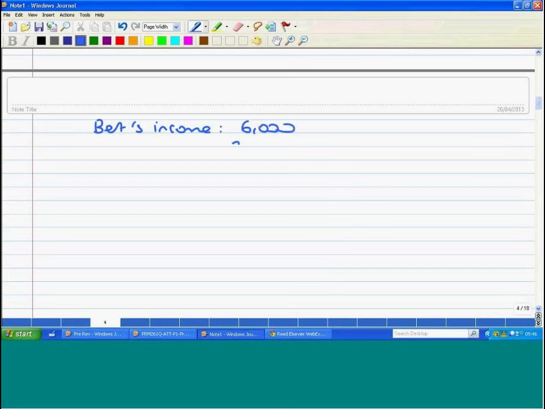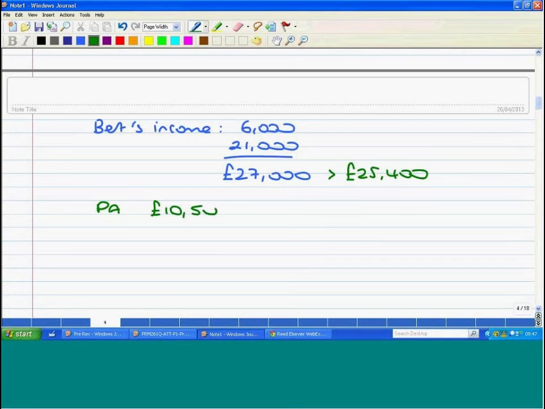Now, if we have a look at Bert's income, he has those two pensions. He's got £6,000 and he's got £21,000. So he's actually earning £27,000, which is above that £25,400. So the revenue believes this is reasonable. He's earning, therefore, above a reasonable amount. So where they wanted to give him the personal allowance of £10,500, they are going to restrict it.